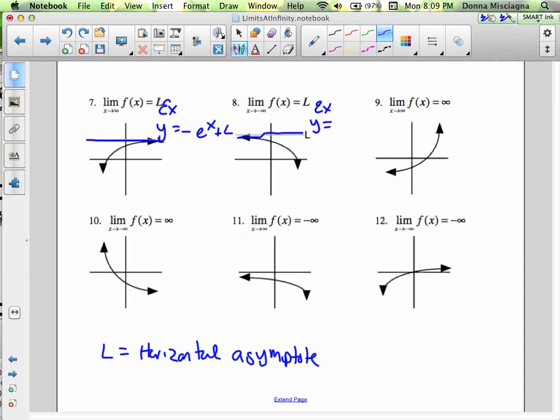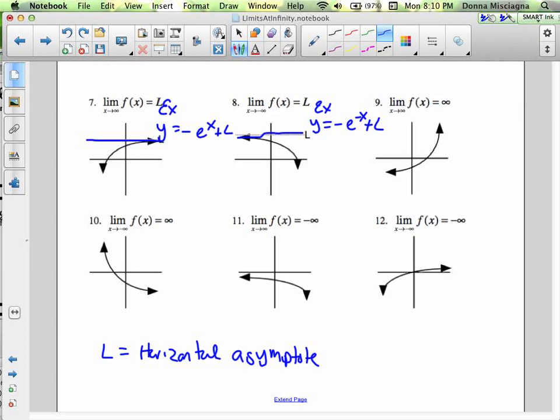So if I had y equals negative e to the negative x plus L, that would be an example of a graph that would have that shape. Right? So it's decay, so it's going in the negative direction to the right-hand side and towards the asymptote in the left-hand side. Right? And it's been reflected.